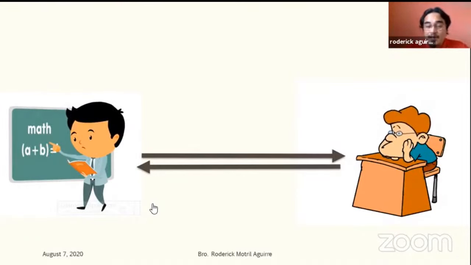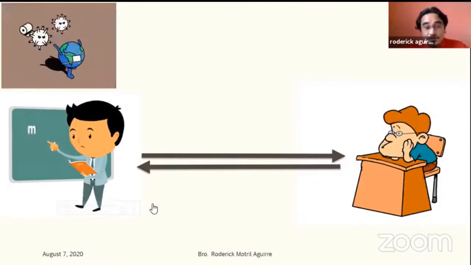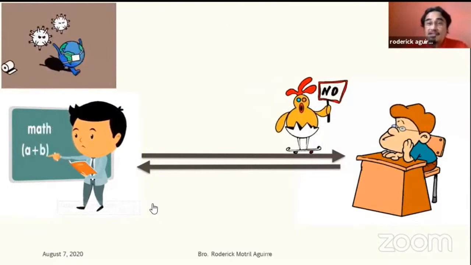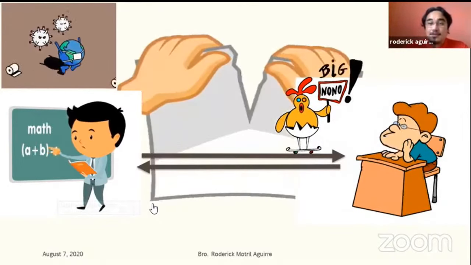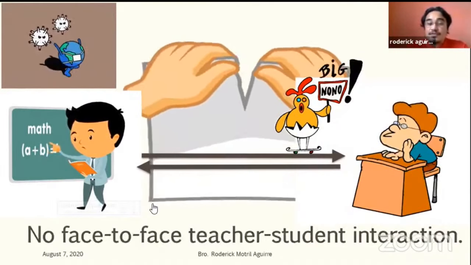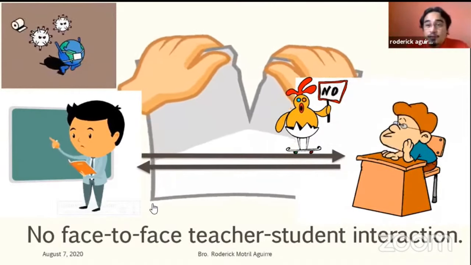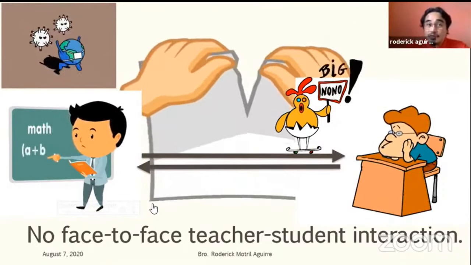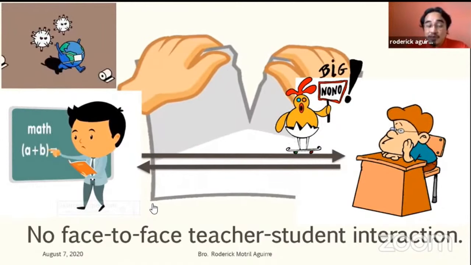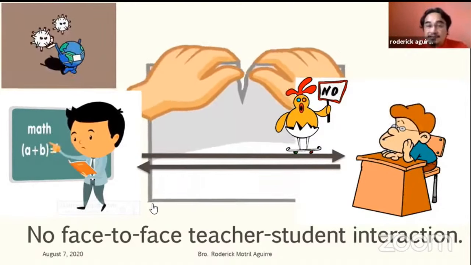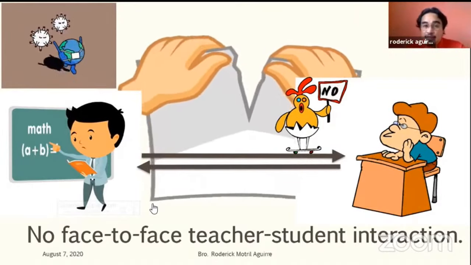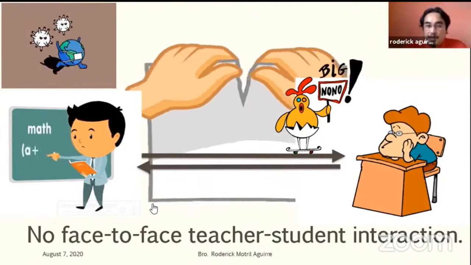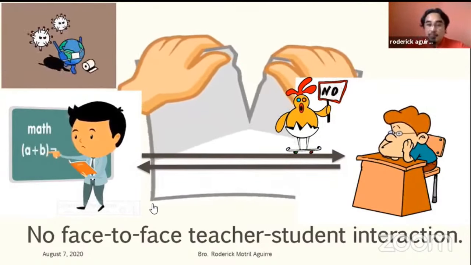But because of, say, our situation right now, because of the pandemic, the physical interaction, the face-to-face interaction is no longer acceptable. That's what we call no face-to-face teacher-student interaction. That's called distance education. This is just concretizing the definition of distance education, meaning that the physical presence of both the teacher and the learner is not present at the same time and at the same location. It is separated by distance.